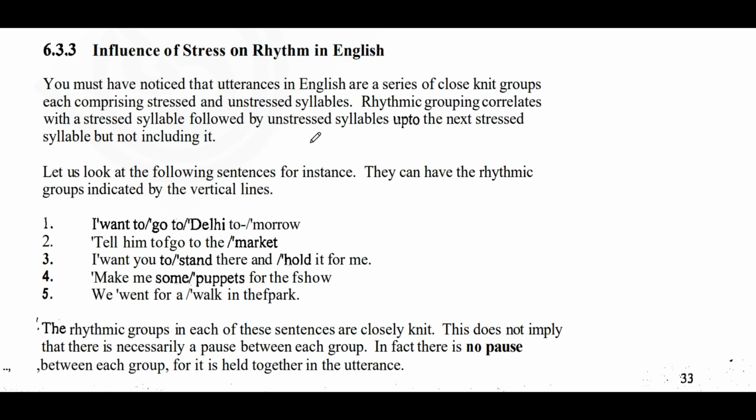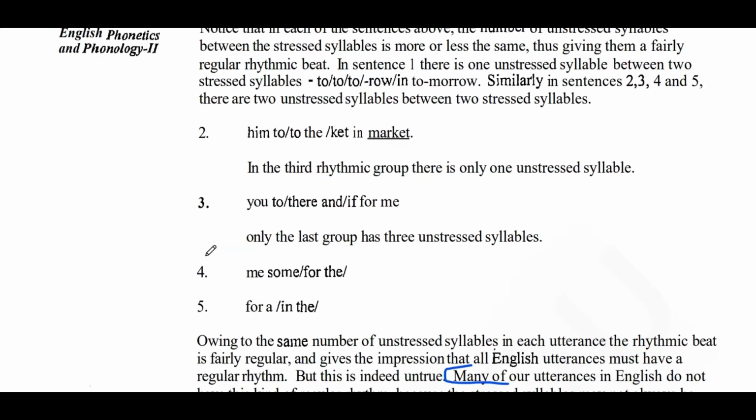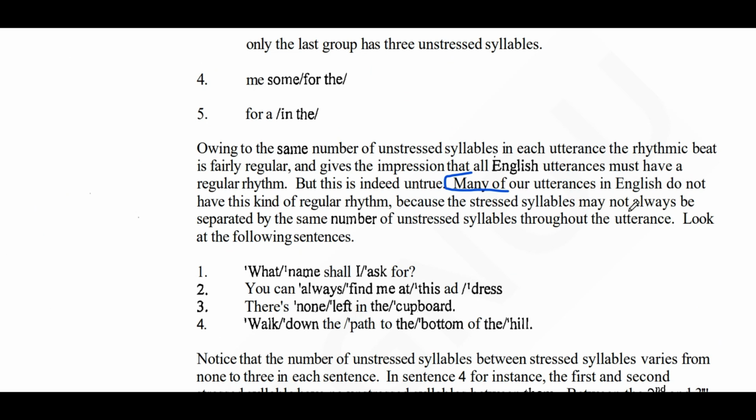Then they are talking about the influences of stress on rhythm in English. So they have given certain examples, like when I say this sentence, I want to go to tell you tomorrow. Like we have seen, there are certain stresses in a word. Now we are also going to see the stresses when you say a sentence. There are certain parts which are stressed, and then there are certain parts which just go by and no one actually stresses on them. So let's see what those rules are. Which part do we stress and which part do we let go? So many utterances in English do not have this kind of rhythm. For example, what name shall I ask for?